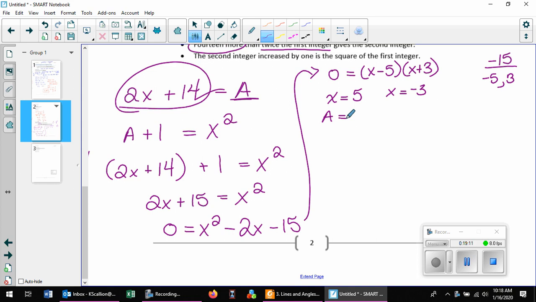So for those of us who are just catching up, substituting 5, I'm going to assume into the first equation because it's nice and simple. So 2 times 5 is 10, 10 plus 14 is 24. I probably wouldn't do it into this, but this would be 25 minus 1, which would also be 24. And then if I put in negative 3, I have a negative 6. So this is set 1. This is set 2.